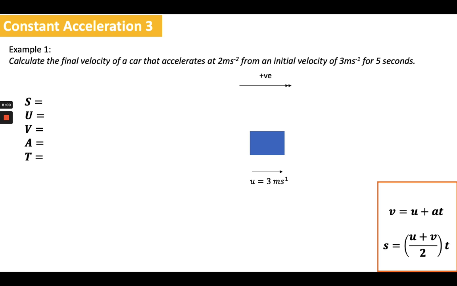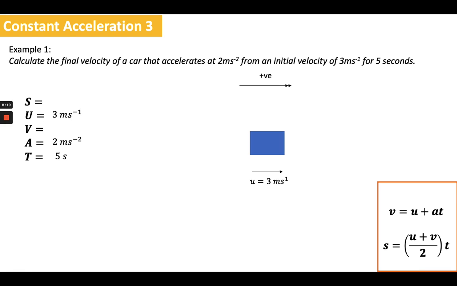Now, my next thing is I'm going to go through the whole question and collect every bit of information. It says calculate the final velocity of a car that accelerates at 2 meters per second squared. So I'm going to write that next to A, from an initial velocity of 3 meters per second. So that goes next to U, which is initial velocity, for 5 seconds. So my time T is 5 seconds.